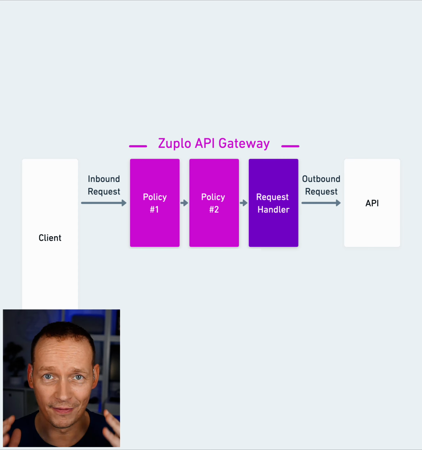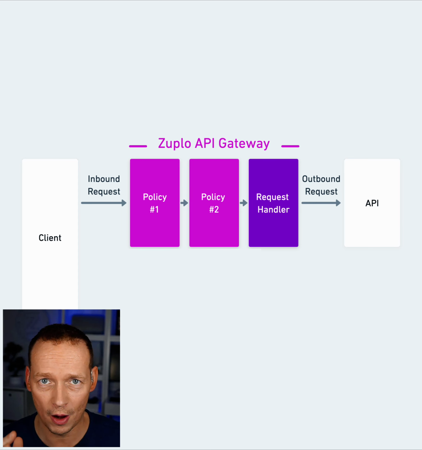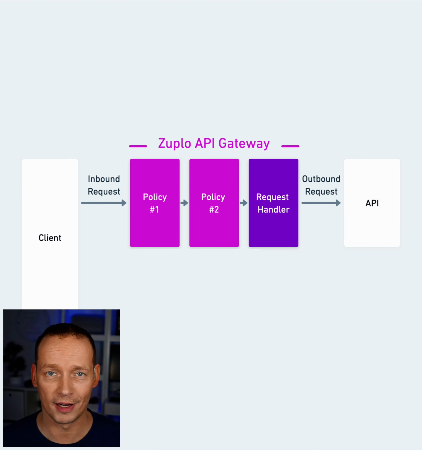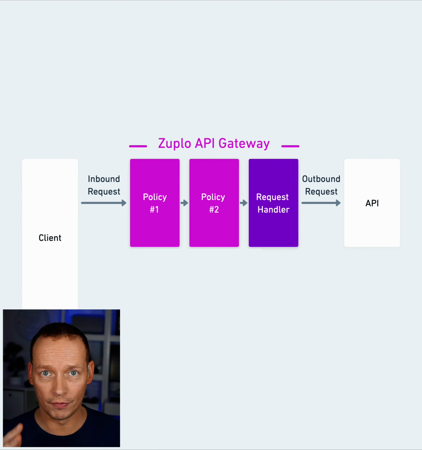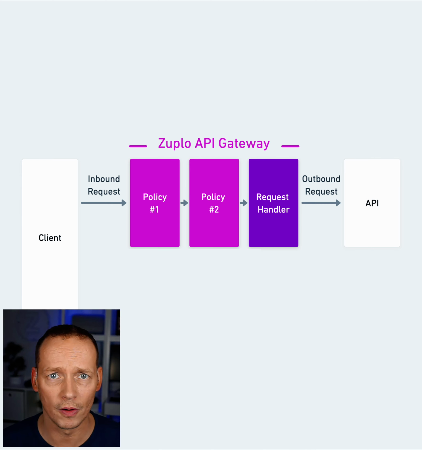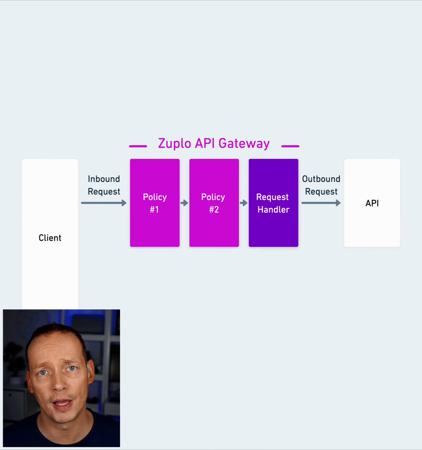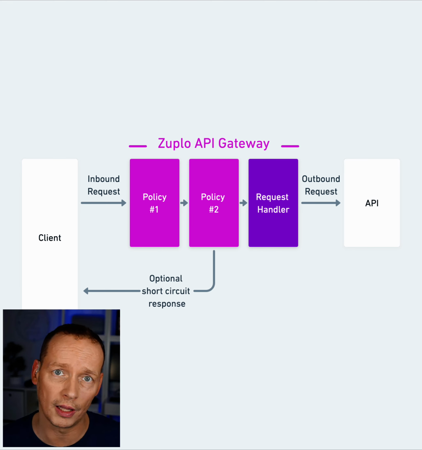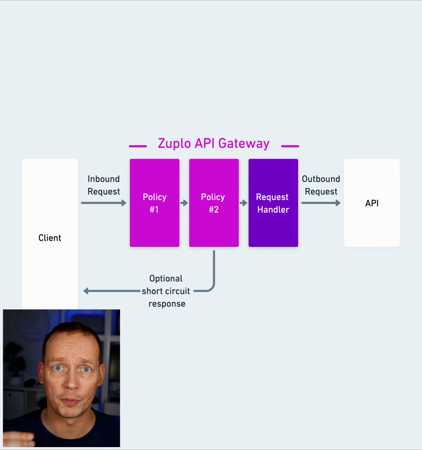This is going to be my favorite video so far, where I show you how you can build a custom policy using just a little bit of code inside your Zuplo API gateway. As we've seen in other videos, you can use policies for all kinds of things. They're quite powerful. They intercept incoming requests and either change the request, do nothing, or they can even short circuit that pipeline and send a response back to the client.